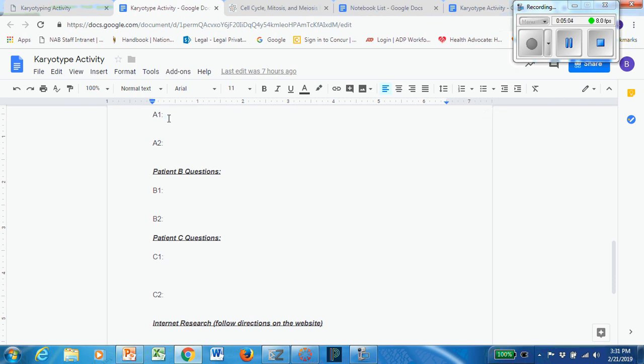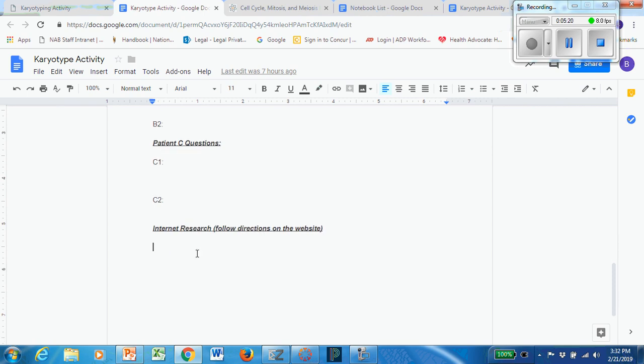So with each patient, there are two questions. It's really, what's going on with the karyotype for A1, or the first question. And the second one is based on these genetic disorders, which one does this individual have? And then the last part, you're going to do some internet research, following the directions on the website.